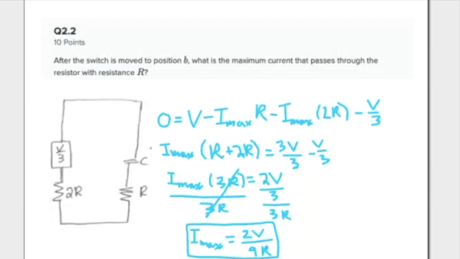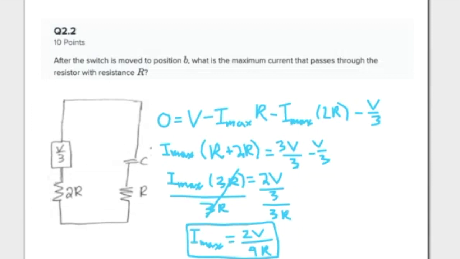Note that the maximum current which passes through the resistor will occur initially. Also note that the capacitor will be used as the EMF for this part of the problem. This is because it has a voltage of V from part A, which is greater than the voltage of V/3 from the new power source that is unique to this loop.